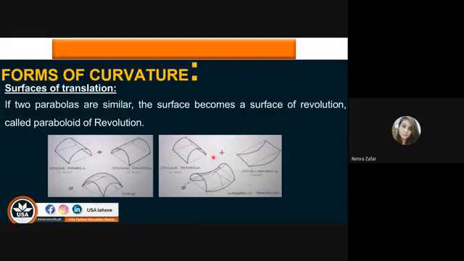Then we have one concave parabola and one convex parabola. They combine and they both form a hyperbolic paraboloid, whose one curve is upward and the other is downward.